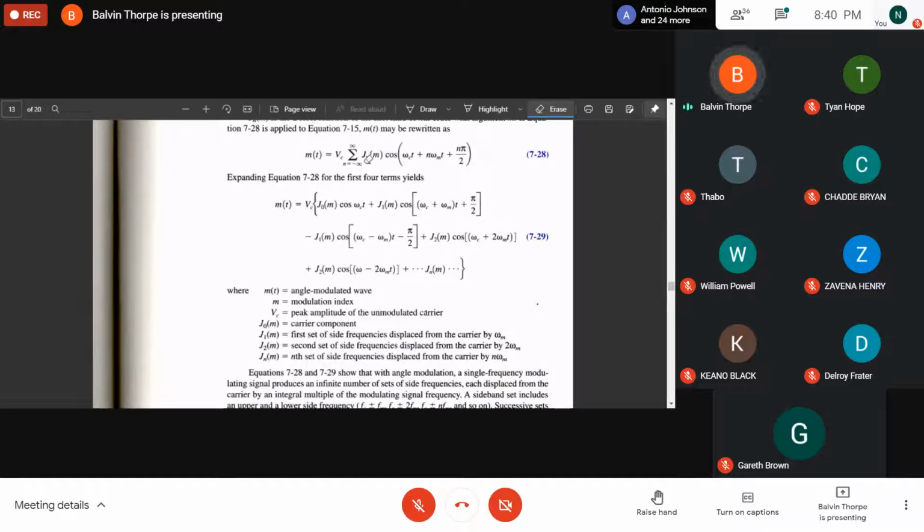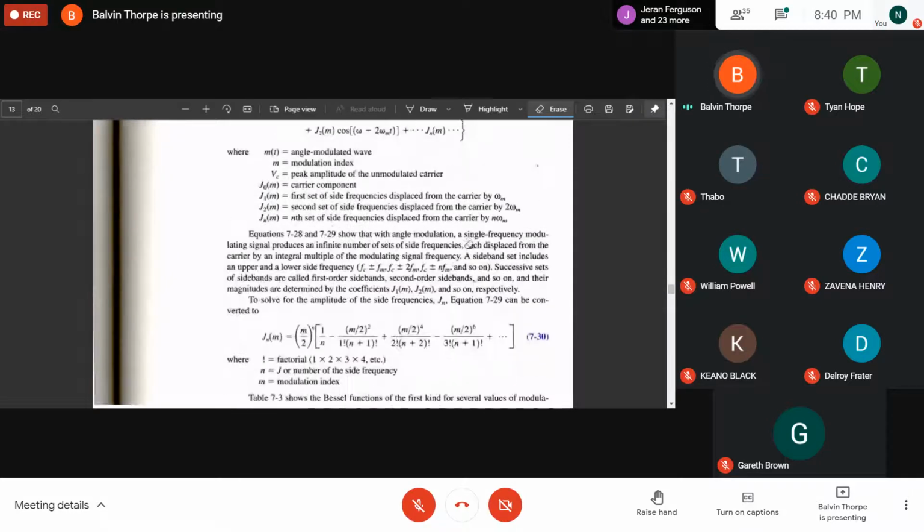This becomes J1. This is where n is. This becomes 1, which is omega ct plus omega mt plus pi over 2. Agree? Yeah. Okay. The thing is, when you do that, that only speaks to just the upper side band. It's an expression that is expanded and it has 2 side bands.